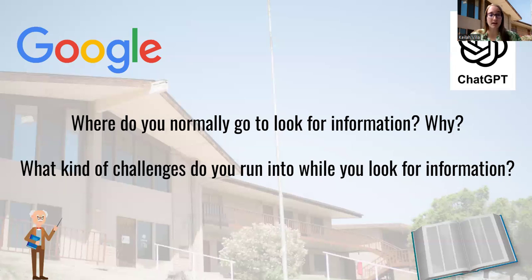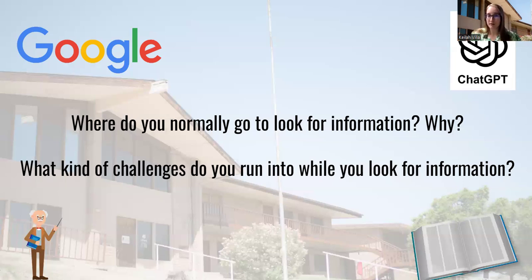And then the second question, what kind of challenges do you run into while you look for information? So I've heard a wide variety of responses for this as well. So for example, with Google, one of the things that I used to hear is, I don't know which website to click, for example. There's 10 million results. Now we have a lot of the Google AI that's giving the information before you even have to click on a website. But some of the challenges I hear with that is, how do I know if this information is actually accurate? Same for ChatGPT. Is this real? Is this correct?